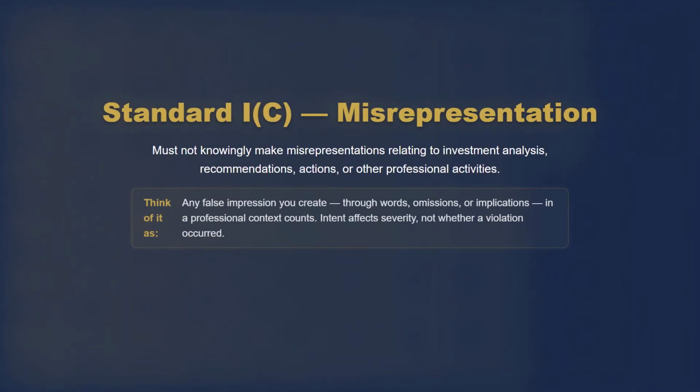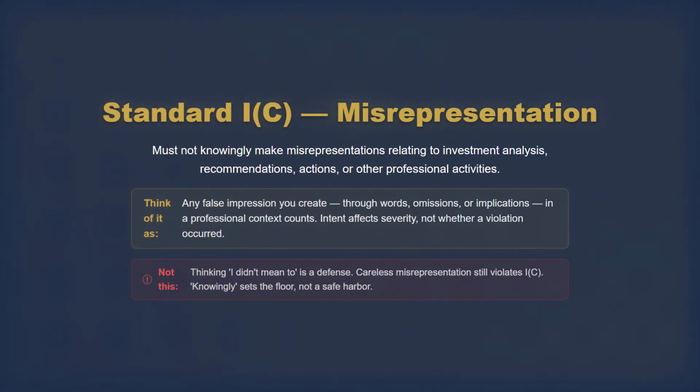Standard I(C), misrepresentation. The official text. Members and candidates must not knowingly make any misrepresentations relating to investment analysis, recommendations, actions, or other professional activities. 3 words the exam exploits.